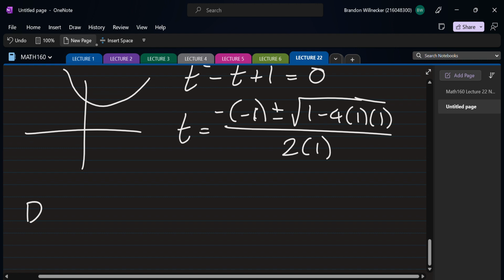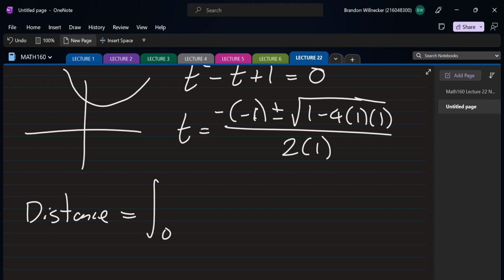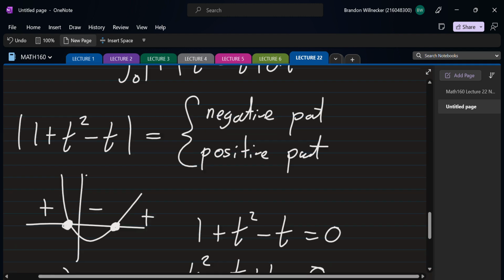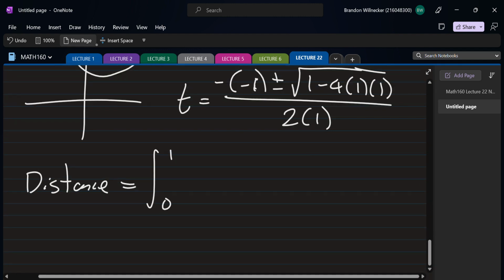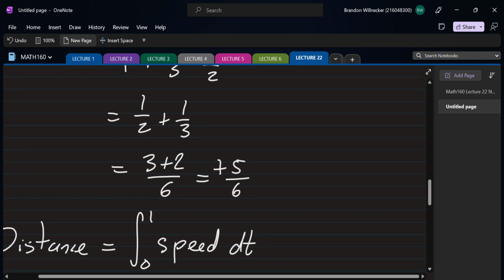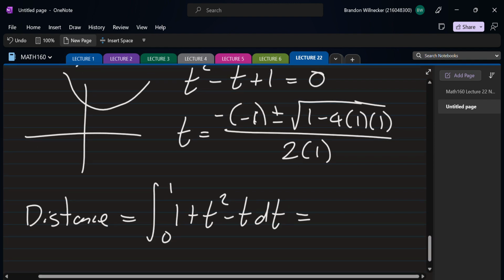Okay, so the distance is equal to the integral from 0 to 1. So here we had the absolute value. We proved now it's always positive. We can drop the absolute value. So we get 1 plus t squared minus t. Okay, we did this before, so we can just write the answer down. So that is 5 over 6.